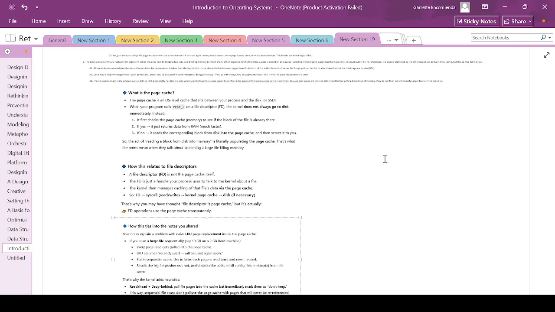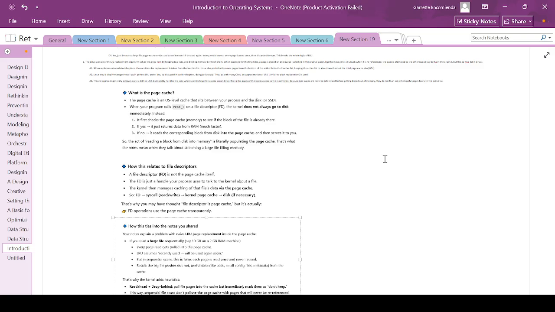So whenever you are accessing something, again, the replacement policy, therefore, you're likely to access it. Therefore, it puts that into the page cache. And also, it has those criteria said earlier: the heap and stacks of each process, the file data and metadata, commonly read and write, and the memory map files. If no, it reads the corresponding block from disk into page cache and then serves it to you.